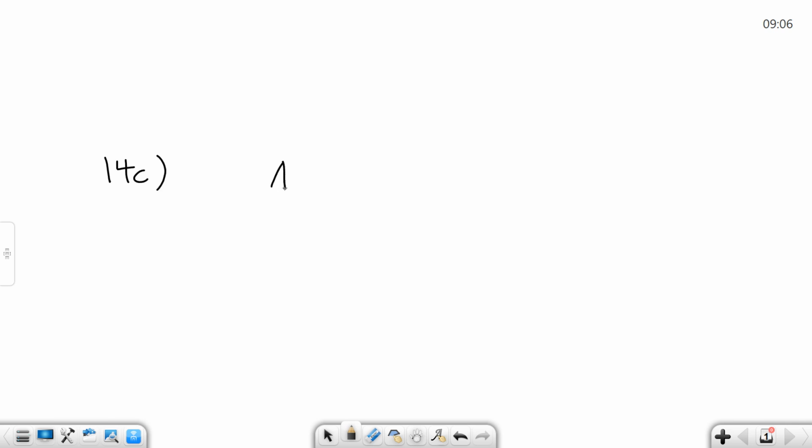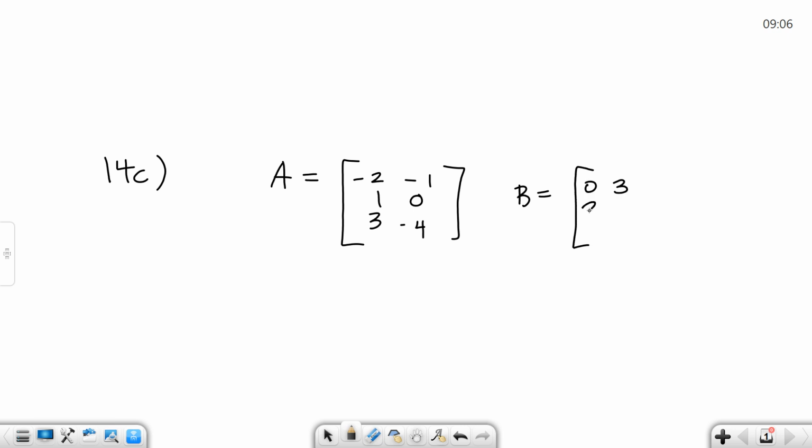Here's 14C from the homework. It tells you that A is [-2, -1, 1; 0, 3, -4] and B is [0, 3, 2; 0, -4, -1]. Okay, so let's see, 2x plus 3a equals b.